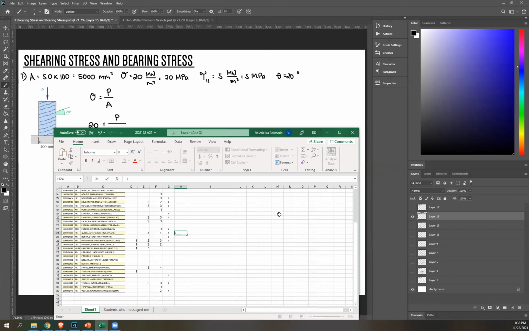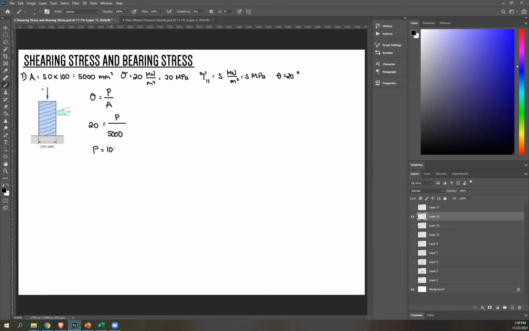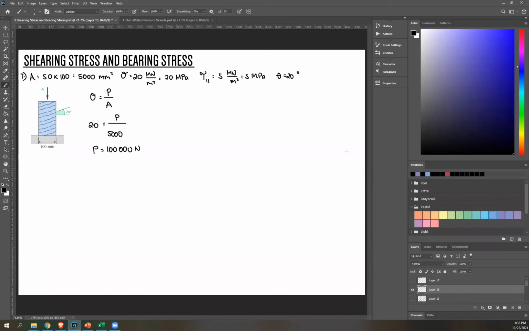It's 100,000. And then unit, Newton, millimeter squared, so the resulting unit is Newton. That's not our final answer yet. That's just a possible answer, because we have to check for shear stress.